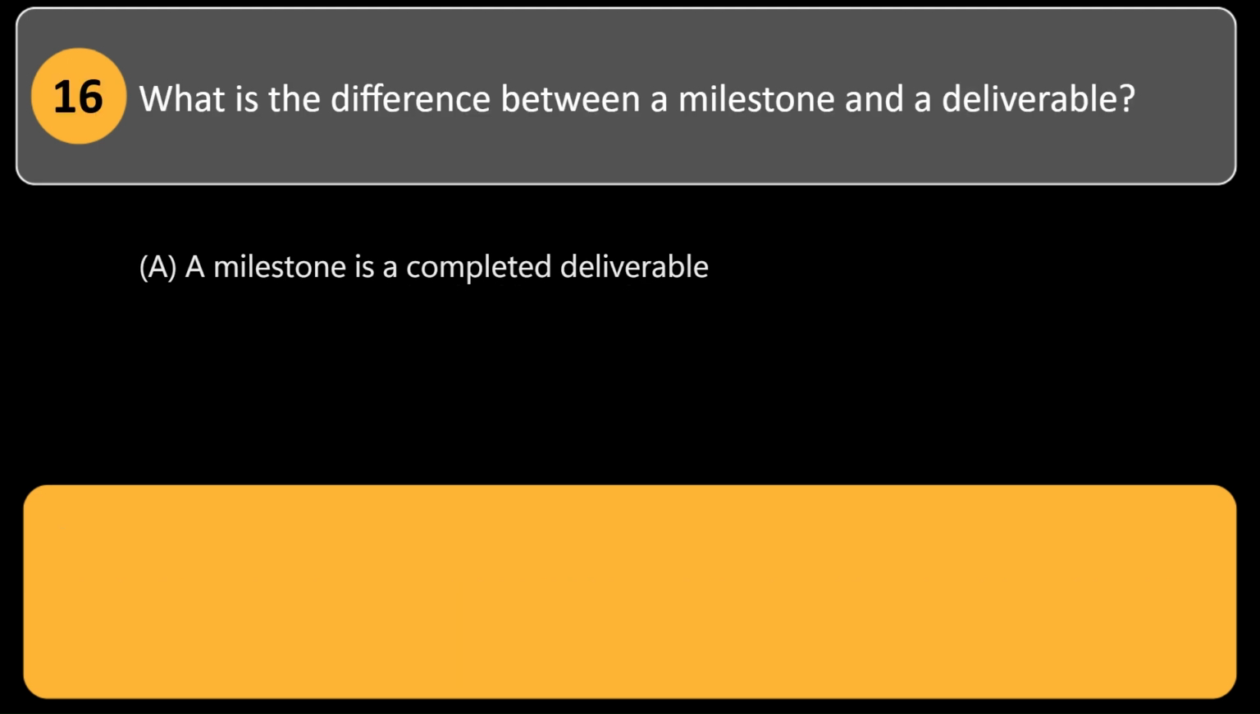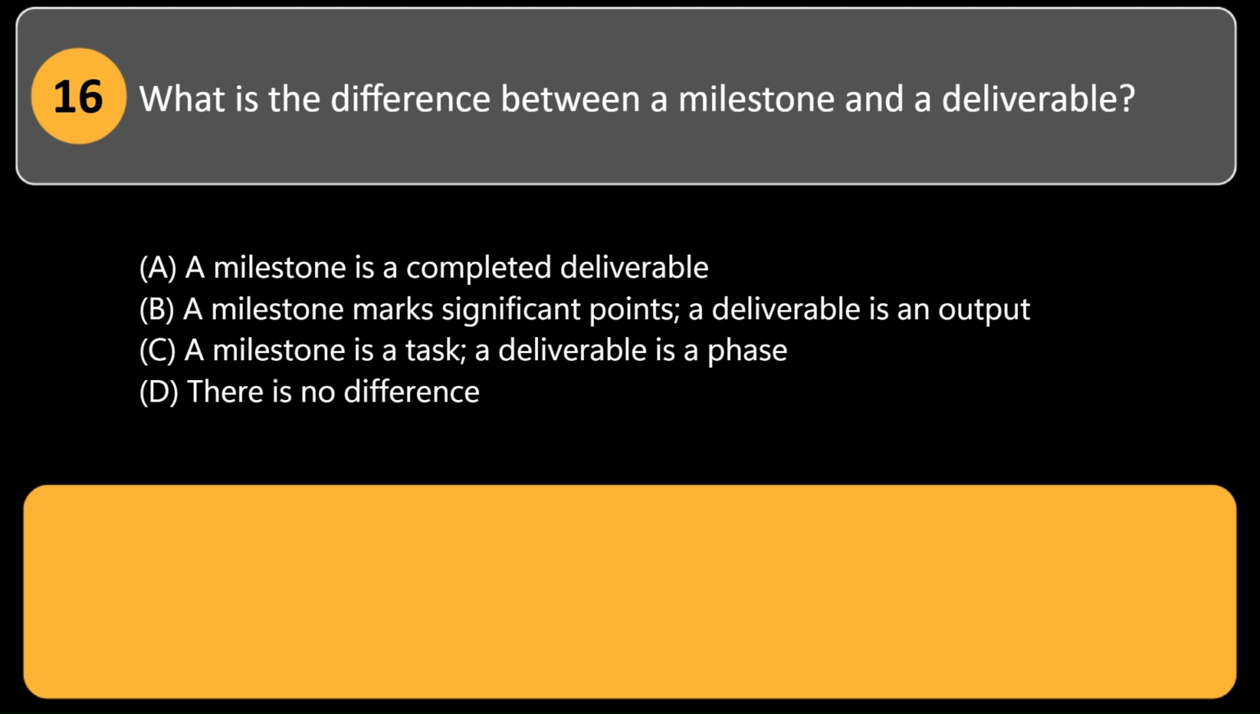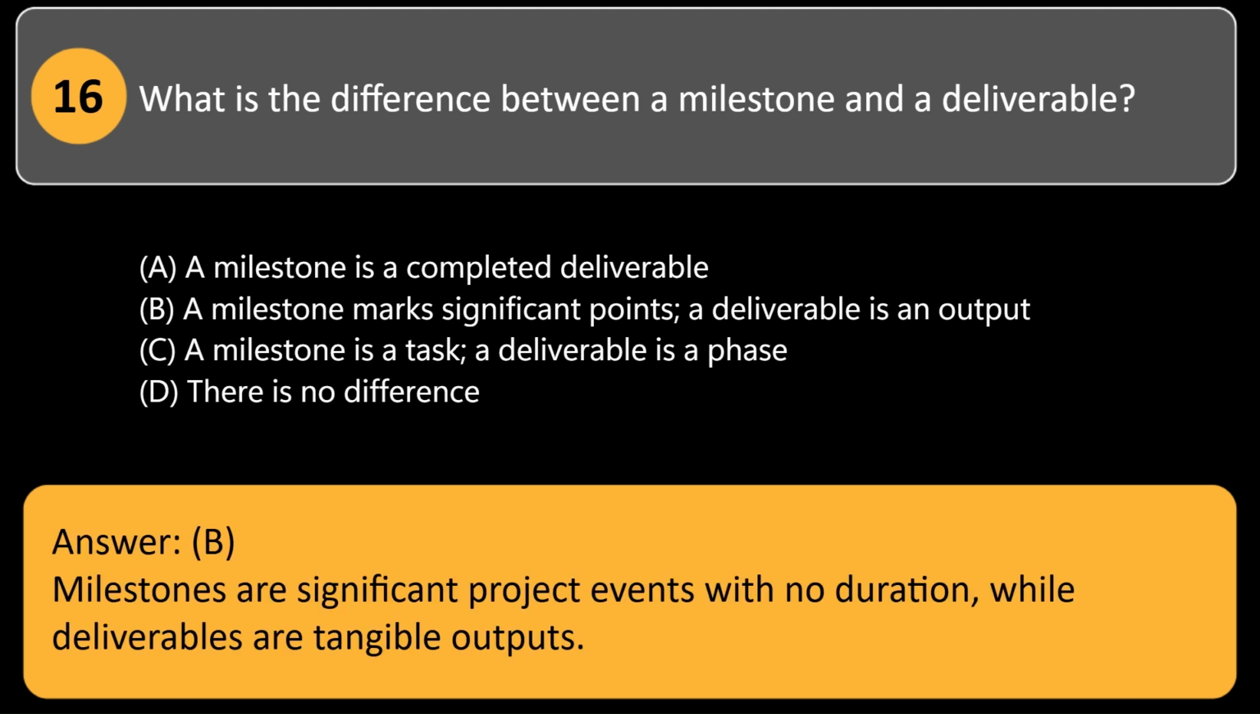What is the difference between a milestone and a deliverable? A. A milestone is a completed deliverable. B. A milestone marks significant points, a deliverable is an output. C. A milestone is a task, a deliverable is a phase. D. There is no difference. Answer, B. Milestones are significant project events with no duration, while deliverables are tangible outputs.